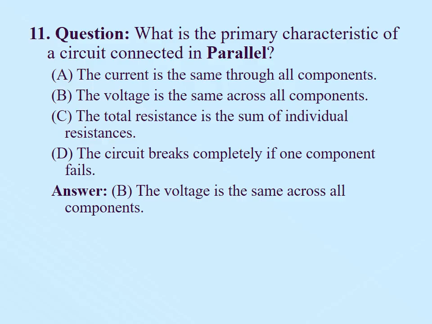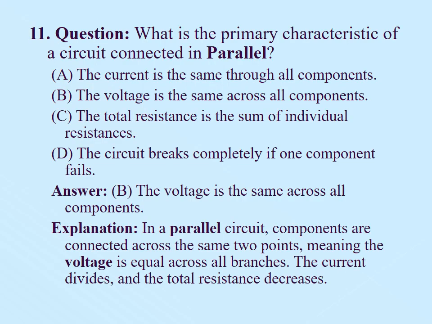Answer is B. The voltage is the same across all the components. In a parallel circuit, components are connected across the same 2 points, meaning the voltage is equal across all branches. The current divides and the total resistance decreases.